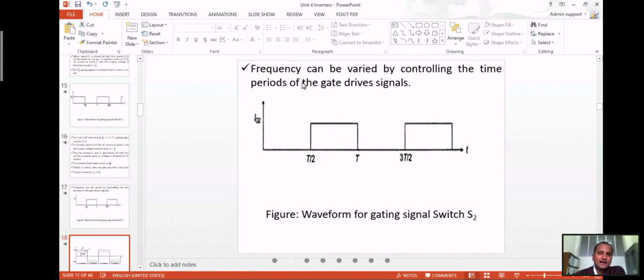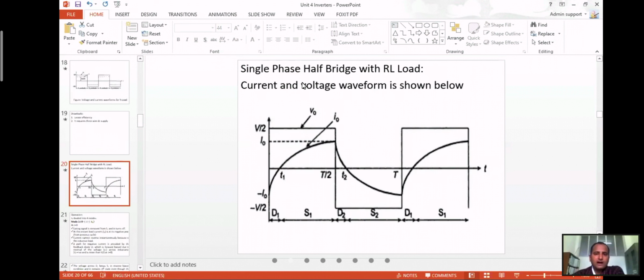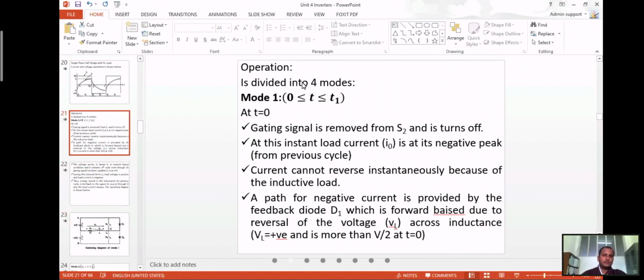We have already seen the half bridge with RL load. The current will start from the maximum negative value and go up to reach the maximum I naught at T by 2, but the voltage will remain constant at that point. Similarly, when D1 conducts, the current is negative but the voltage is positive, which we have seen. And when switch S1 conducts, both the current and voltage will be positive, which we have already seen. These are the different modes of operation.